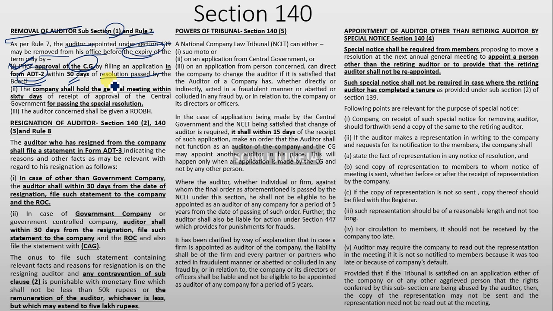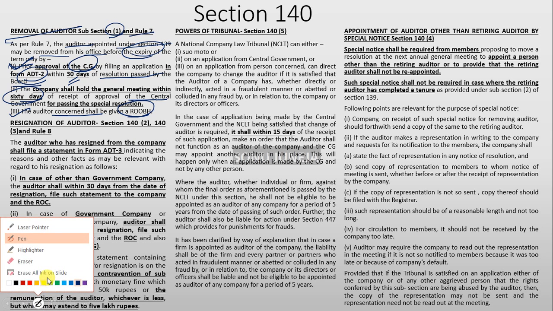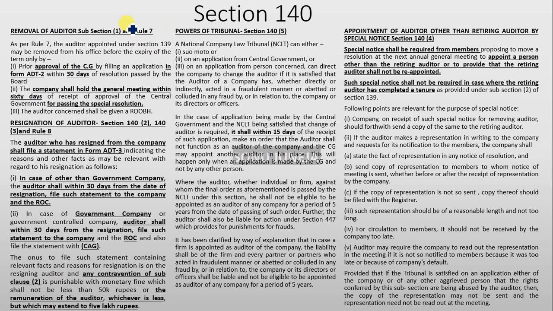The company shall hold the general meeting within 60 days from the approval of central government, and the auditor shall be given a reasonable opportunity of being heard. So summarizing, first, to remove the auditor before the expiry of the term, CG approval in Form ADT 2. Then prior to that and after the approval.